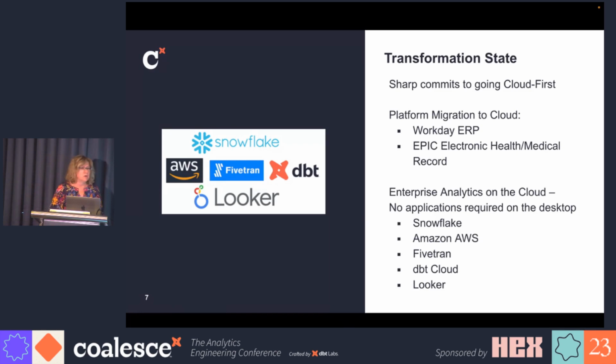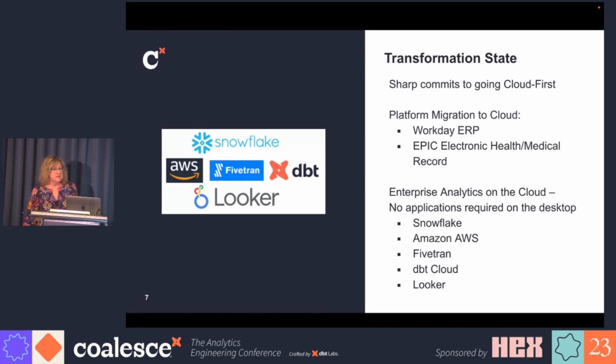The one being to Workday ERP, and then our electronic health and medical record, we're migrating off of Cerner and TouchWorks Allscripts onto a single platform in the cloud, and that's going to be Epic. So with these major migrations, these are our key data sources that we're bringing into the data warehouse. It was time to look at our analytics tool stack and consider where we might also go cloud first as well.